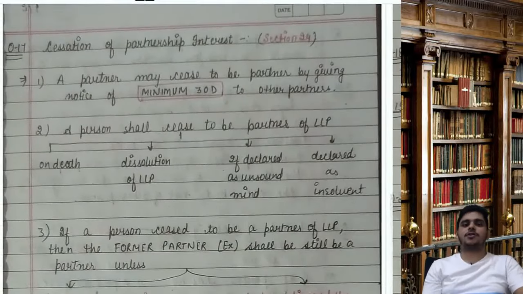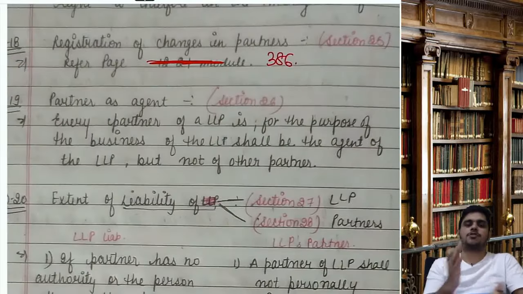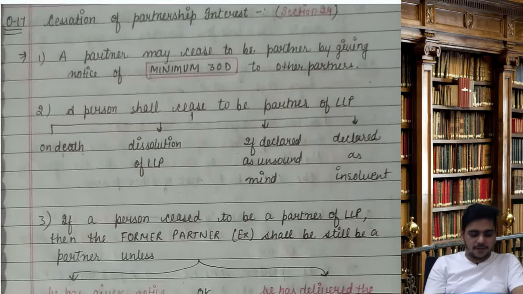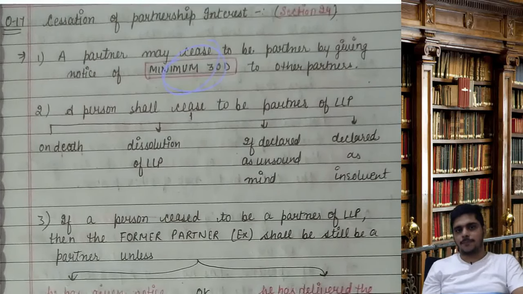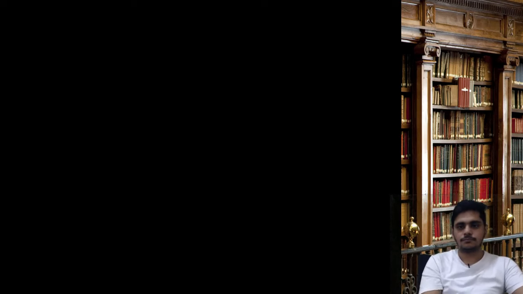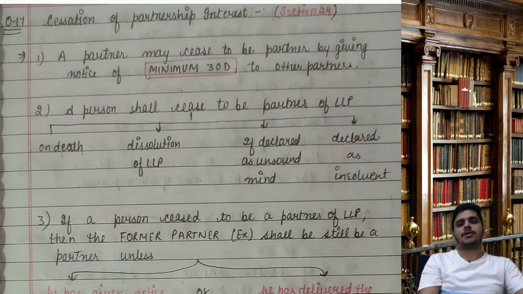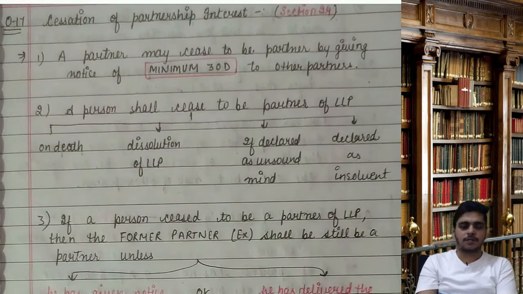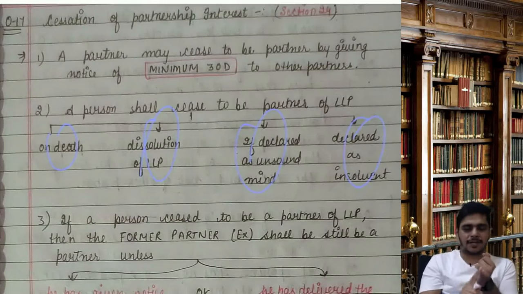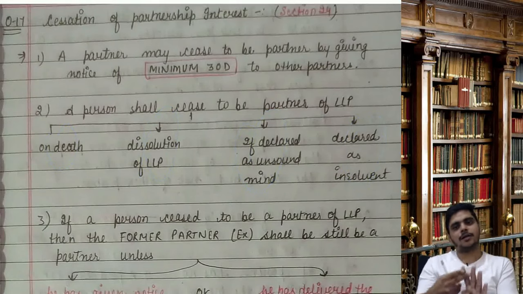Now, cessation of partnership interest. What is it? Cessation means stoppage of partnership interest. A partner may cease to become a partner by giving notice of minimum 30 days to the other partners. A partner shall also cease to be a partner on death, dissolution, being declared of unsound mind, or being declared insolvent. Death, dissolution, unsound mind and insolvency.